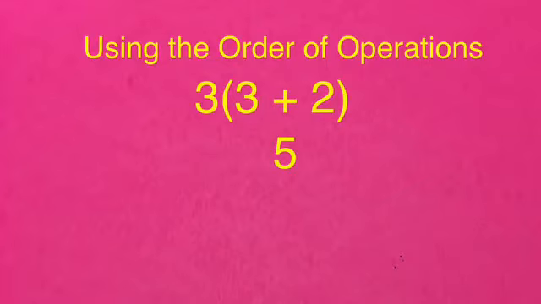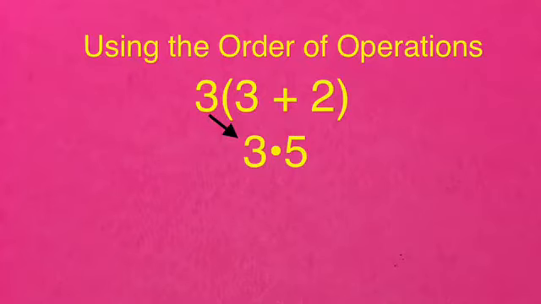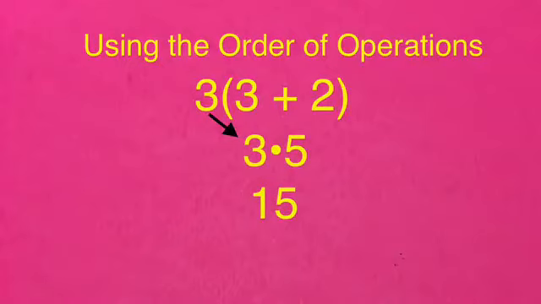How does that compare with using the order of operations? Well, using the order of operations, we would first do what's in the grouping symbols. In this case, it's 3 plus 2, which is equal to 5. And since a term next to a grouping symbol means to multiply, we will then bring the term 3 down and multiply it with our solution from the parentheses, 3 times 5. Which simplifies to 15 as well.